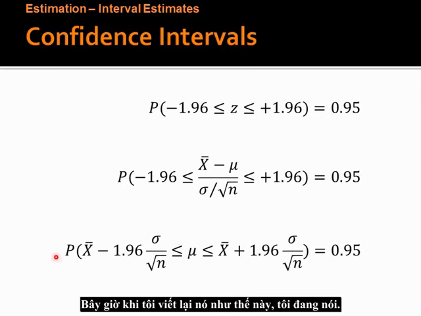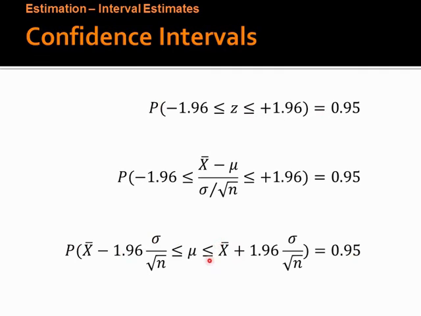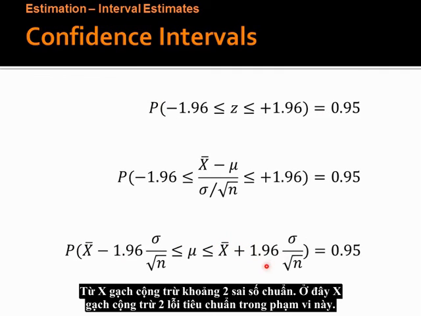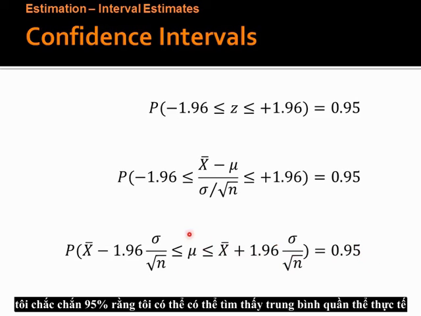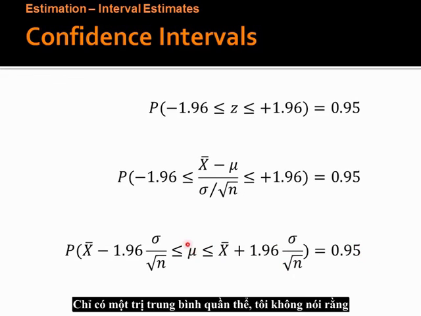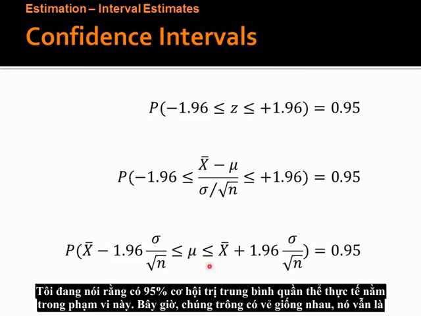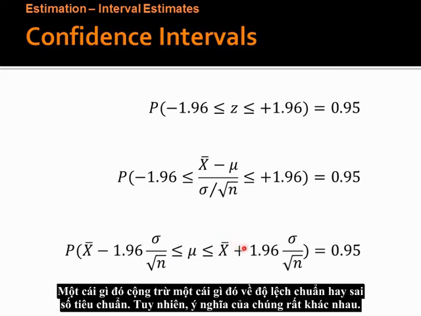Now when I reword it like this, I'm saying from x bar plus minus about 2 standard errors, in this range I'm 95% sure I can find the actual population mean. There's only one population mean, so I'm not saying that 95% of all the population means lie here, because there's only one of them. I'm saying there's a 95% chance the actual population mean lies within this range. Now they look the same. It's still something plus minus something times standard error or standard deviation. However, their meanings subtly differ.